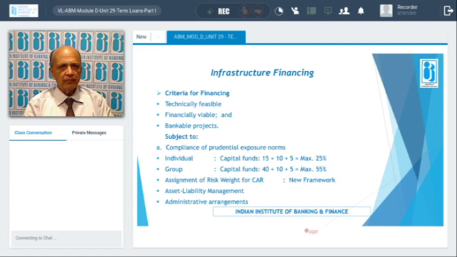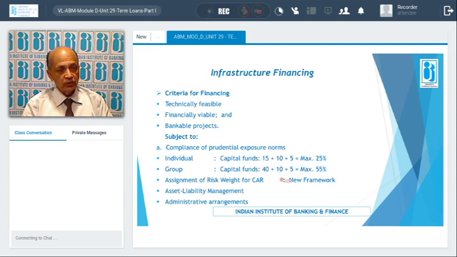Now another area to be complied with is the assignment of risk weights for assets for credit risk calculation, CRAR. What would this be? That is based on the new framework, where the institution should maintain the risk weight as per the credit risk, under the new framework.